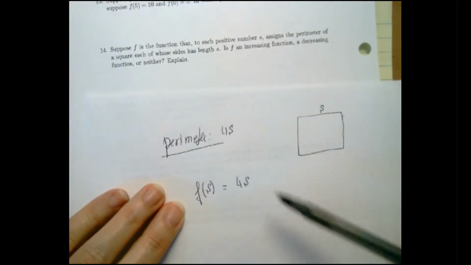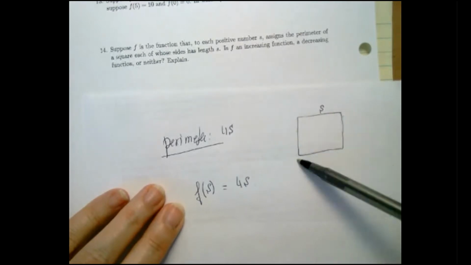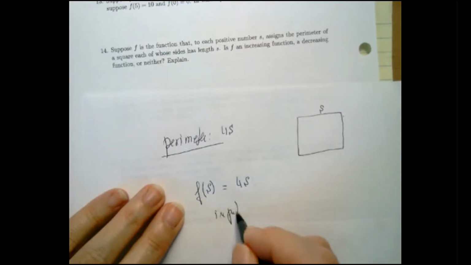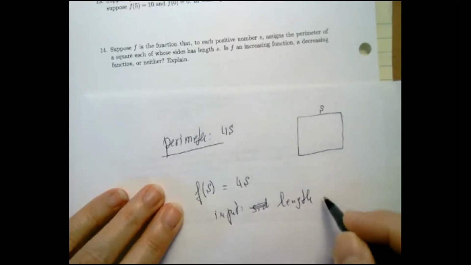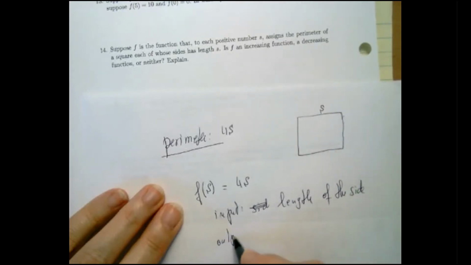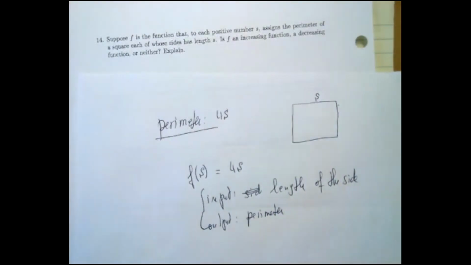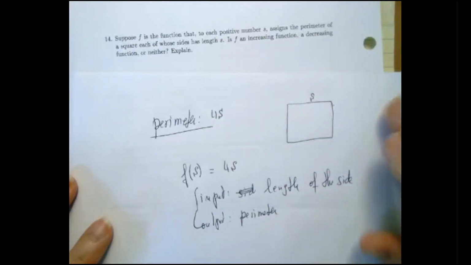And now, is this function increasing? It means intuitively, as the side of the square gets larger, because here the input is the side of the square, the length of the side, and the output is the perimeter. So is this an increasing function? It means as the length increases, does the perimeter increase? Yes or no? Just intuitively, without anything else.